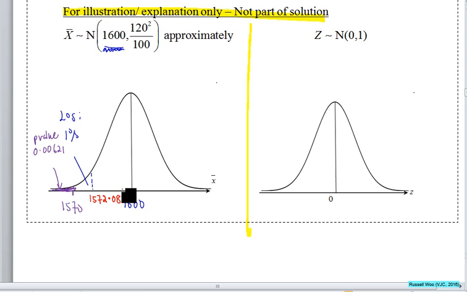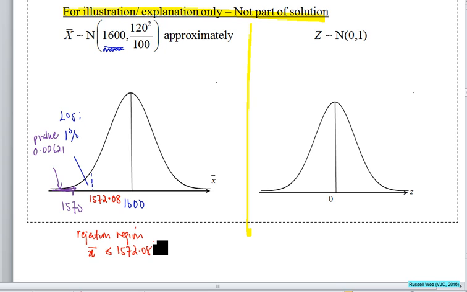Another way of getting the same conclusion is this. I inverse norm 0.1%, I get 1572. Since 1570 is less than this, it will still end up in the rejection region. Follow? Yes? So, I can therefore say that the rejection region is x bar smaller or equals to 1572.08.